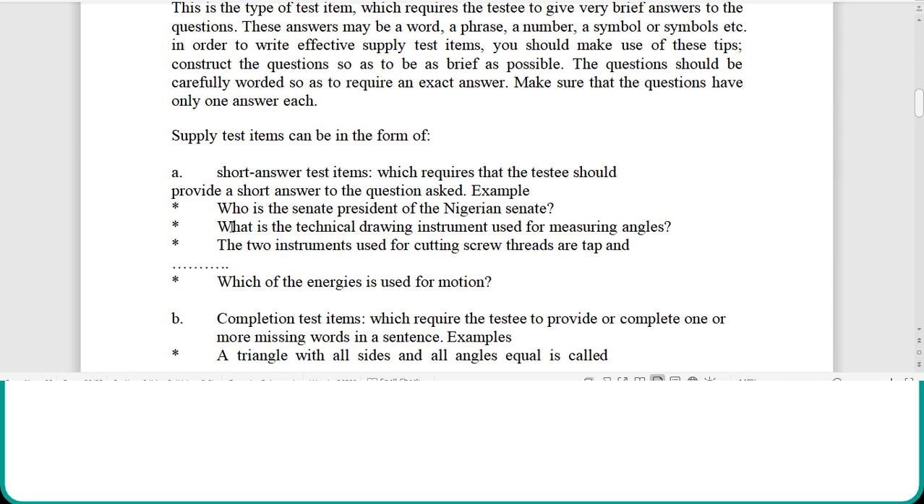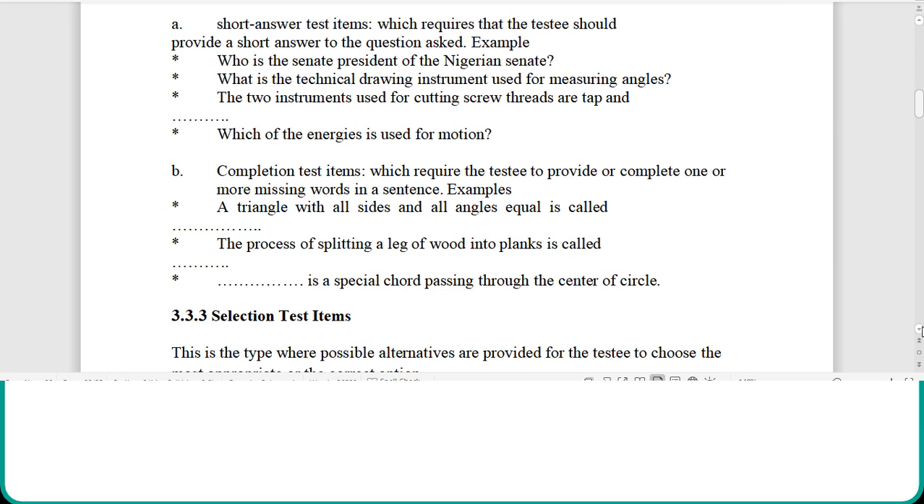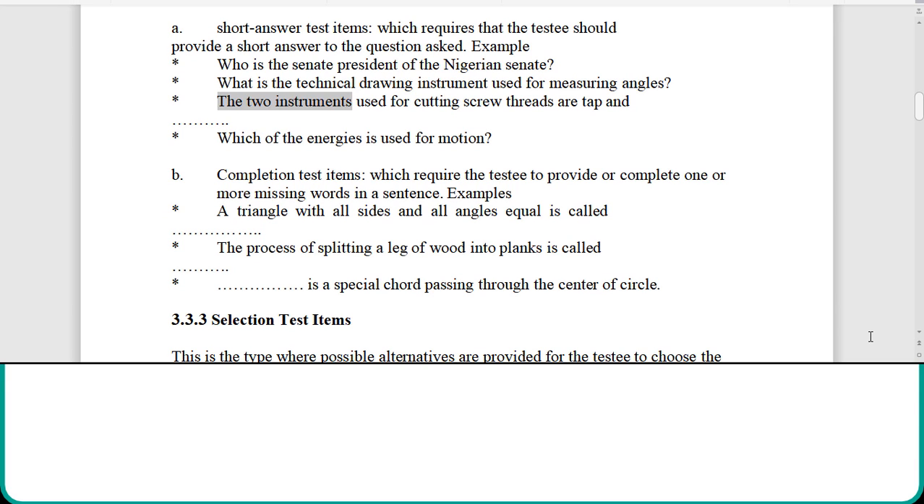And a second question can be, what is the technical drawing instrument used for measuring angles? Or the question could be, the two instruments used for cutting screw threads are tap and dash. So you can write here a one-word answer. The two instruments used for cutting screw threads are tap and dash. Which of the energies is used for motion?